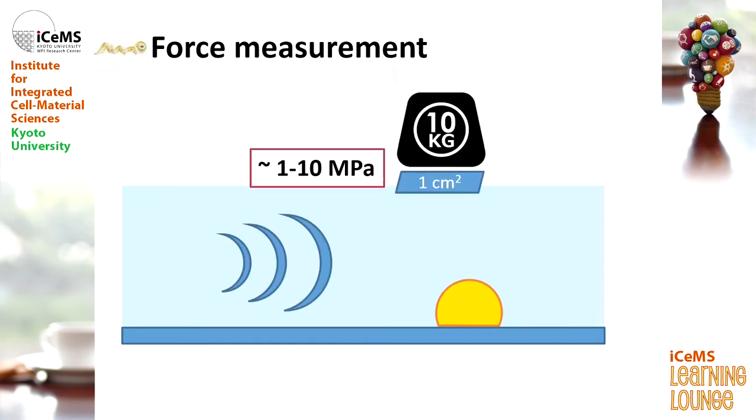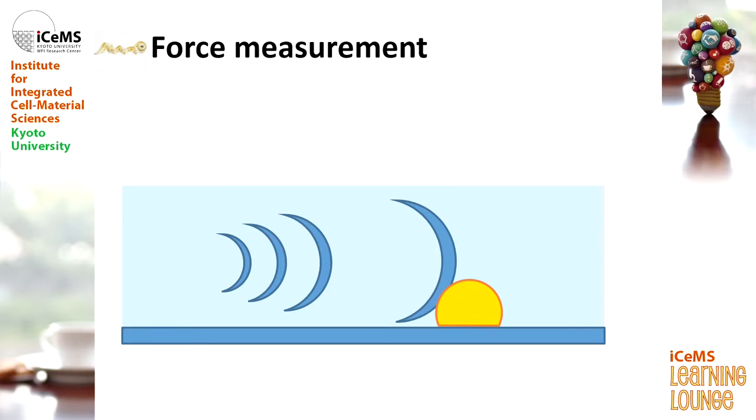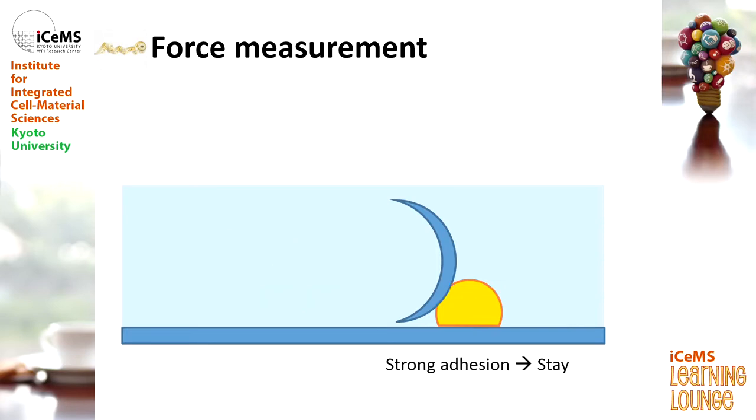It has a pressure of 1 to 10 megapascal, which corresponds to 10 kilograms of weight onto 1 square centimeter. So it's very, very strong pressure. What happens if you hit the cells with this shock wave? If the cell is attached to the substrate strongly, then they will stay even after being shot by the shock wave. But if unfortunately the cell is only weakly adhered, then they will be kicked away from the surface. So by this technique, you can judge the adhesion strength of cells.